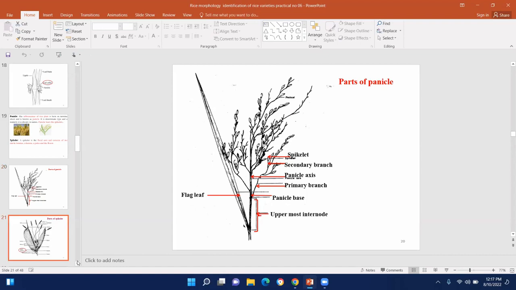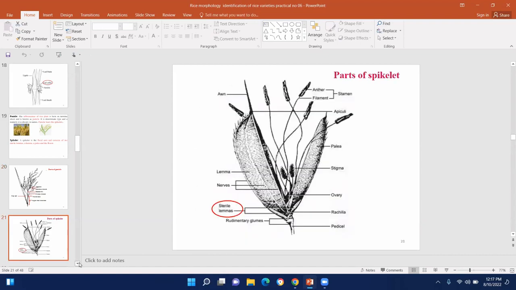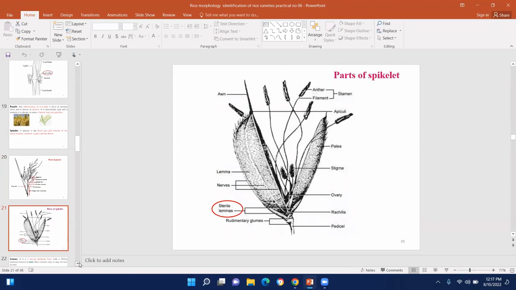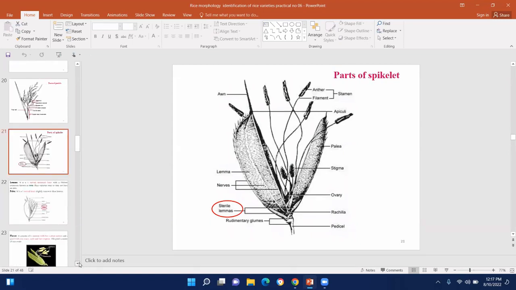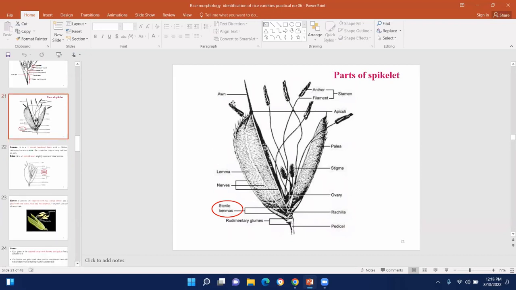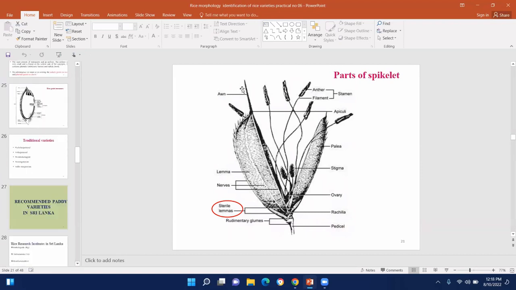Next picture is also important for your spot exam. You can note it and study. Awn, then under that, filament, stamen, palea, lemma, stigma, ovary, rachilla, pedicel.